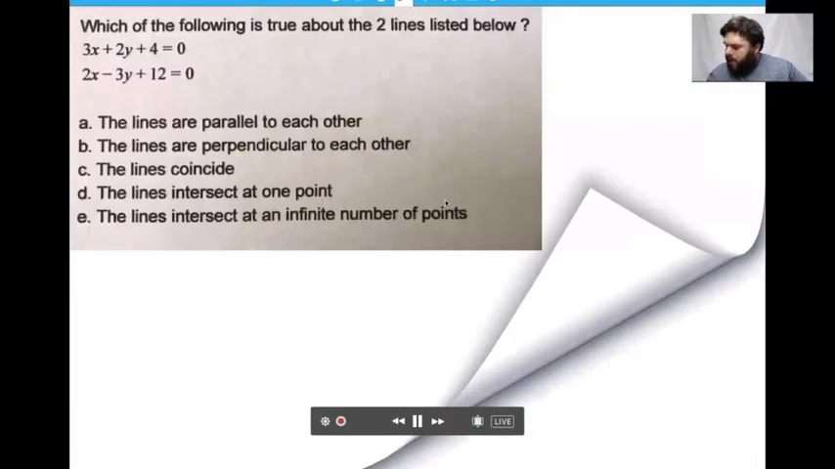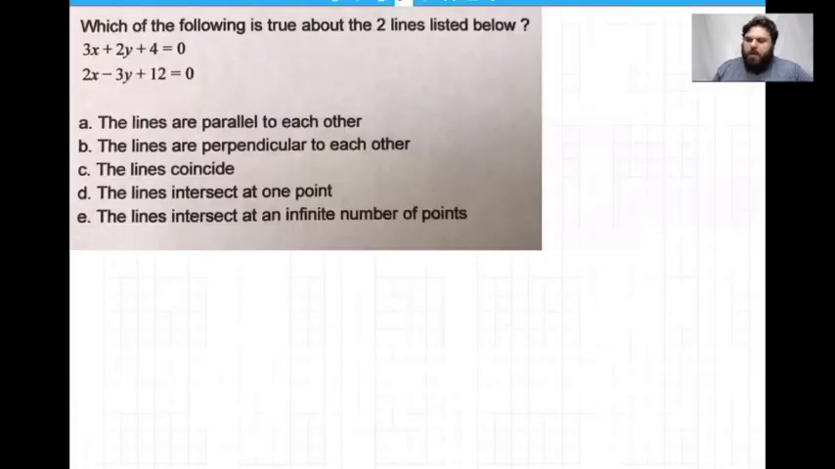All right. Moving on. Which of the following is true about the 2 lines listed below?